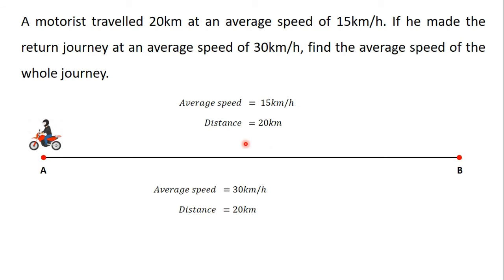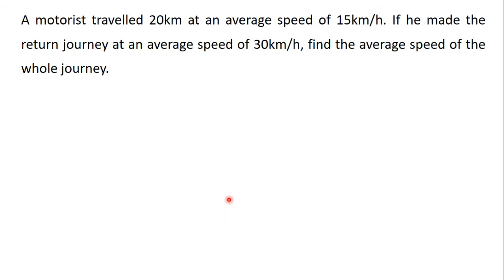Now we will have to divide it by the time taken to cover this distance. That is what we'll be looking for. So first, we will have to find the time taken to cover the first part of the journey and the time taken to cover the second part of the journey. We have average speed and distance, so we can calculate the time for the first part of the journey. For the second part also, we have average speed and distance, so we can calculate the time. So let's begin with our calculation.